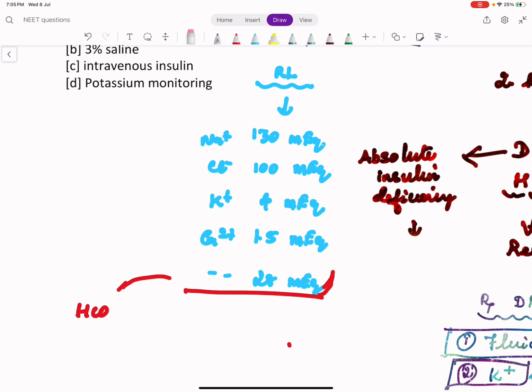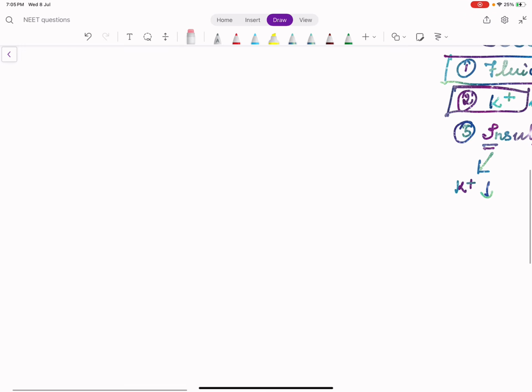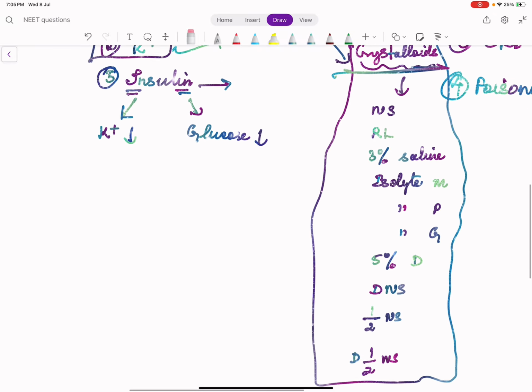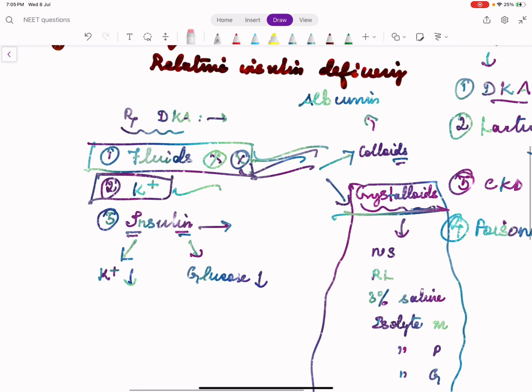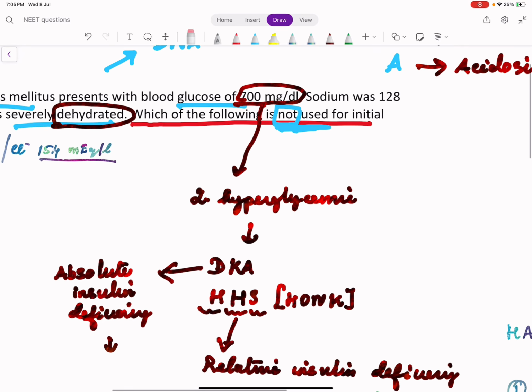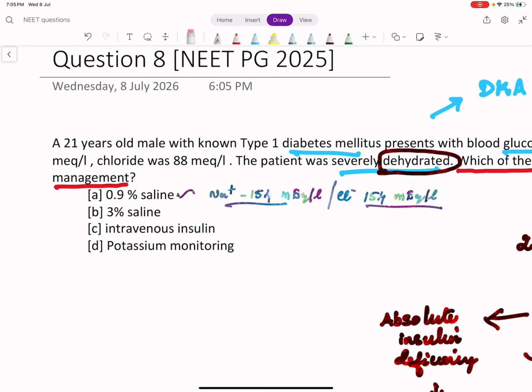Okay, we'll erase this also. So Ringer's lactate and NS are the two commonest fluids used. Obviously, we cannot use dextrose containing fluids because sugars are already high. So 5% dextrose and DNS cannot be used. So NS and Ringer's lactate are the commonest solutions used for fluid management in DKA. So the first option is a correct option. It is used.